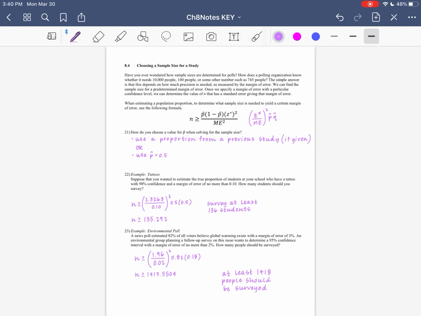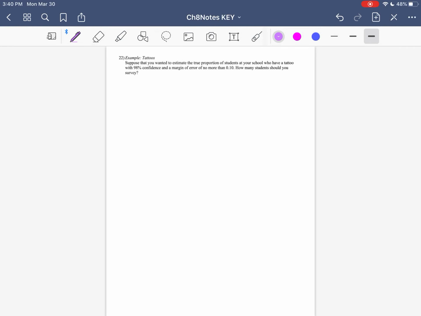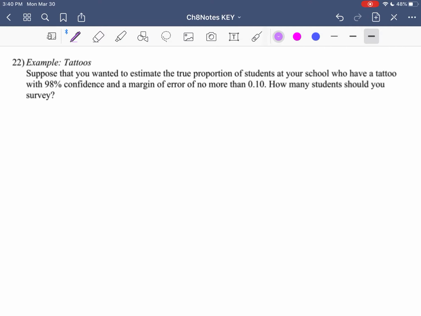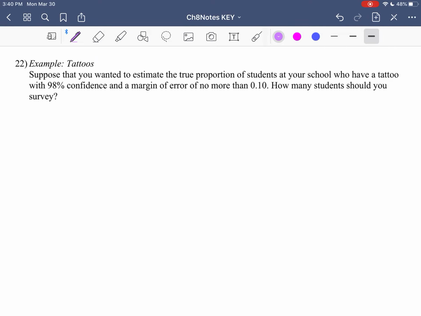This is just number 22 in our notes, but I want to start with this example so we can kind of talk through what this first part of 8.4 is about. So let's go ahead and read through this example. Suppose that you wanted to estimate the true proportion of students at your school who have a tattoo with 98% confidence and a margin of error of no more than 0.1. How many students should you survey?